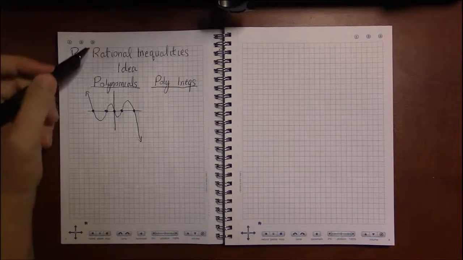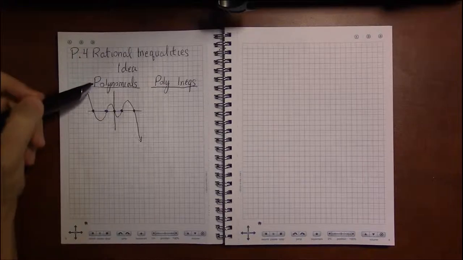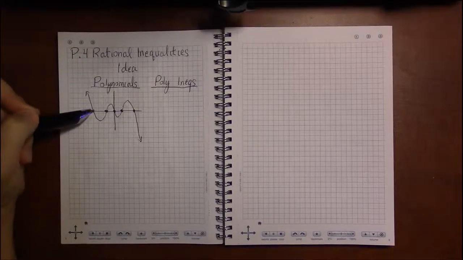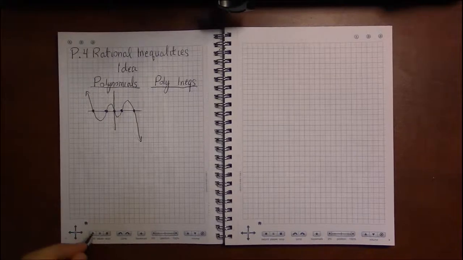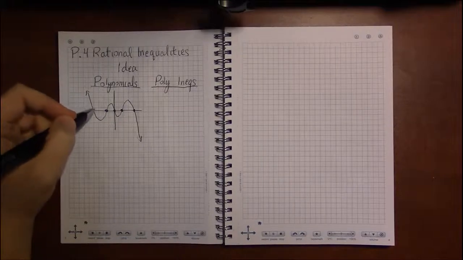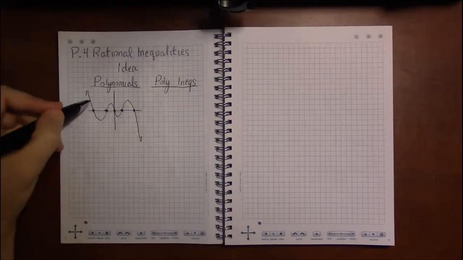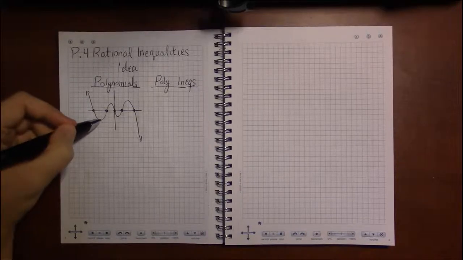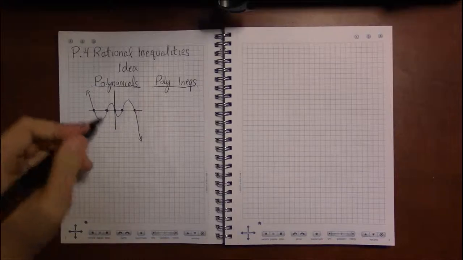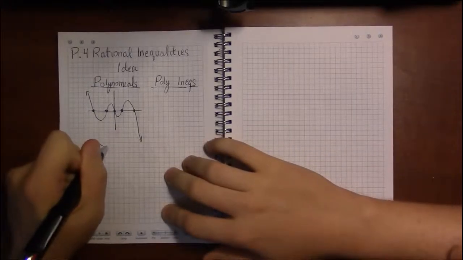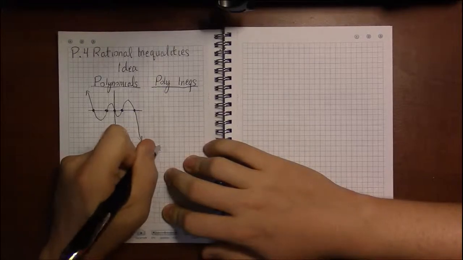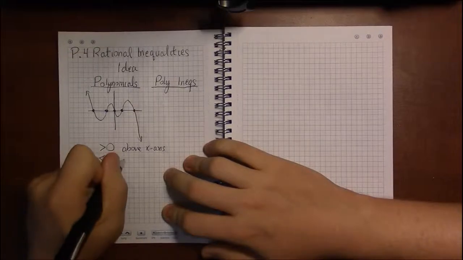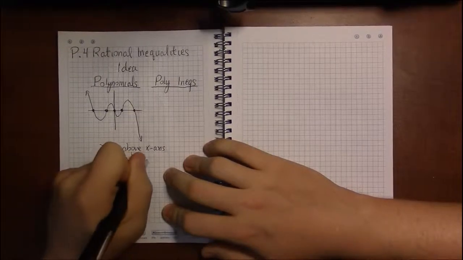All right. For rational inequalities, the idea is a lot like polynomial inequalities. If you remember, on polynomial inequalities, the idea was that we're trying to find out when the polynomial is above the x-axis and when it is below the x-axis. You know, when is a polynomial greater than zero, or above the x-axis, or when is the polynomial less than zero, when is it below the x-axis.